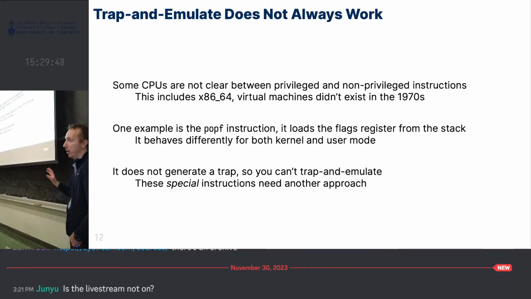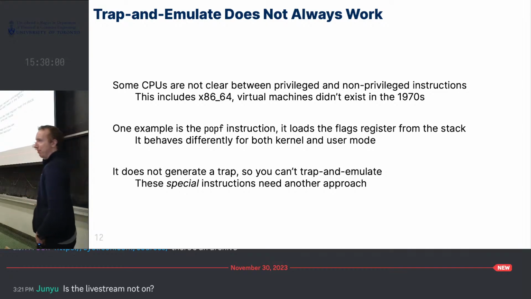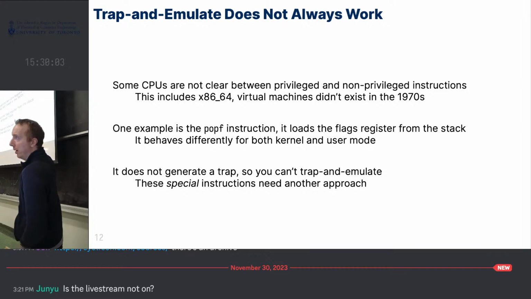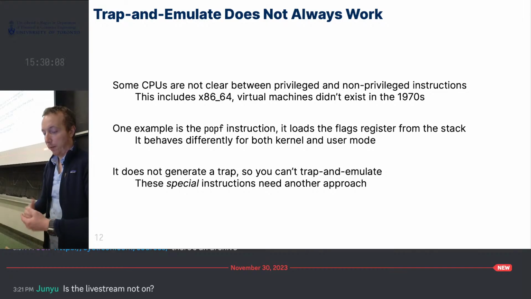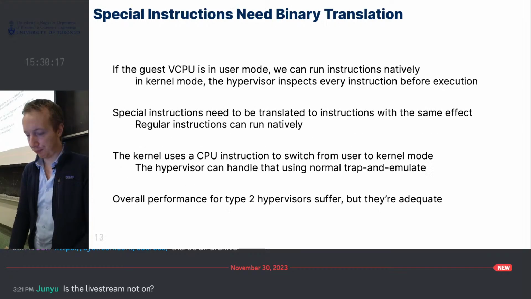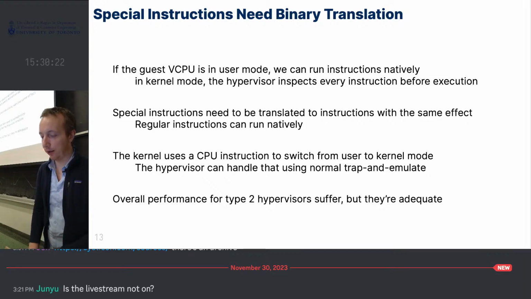So if my type 2 hypervisor, which is only running in user mode, tries to execute an instruction while the guest thinks it is in kernel mode, but it just behaves differently, well, it would just execute in this scenario and do the wrong thing. So I have to be able to fix something like that. Since it doesn't generate a trap and it just kind of executes and does the wrong thing, I call these special instructions, and we have to have another approach for them. For special instructions, we need to do something called binary translation.